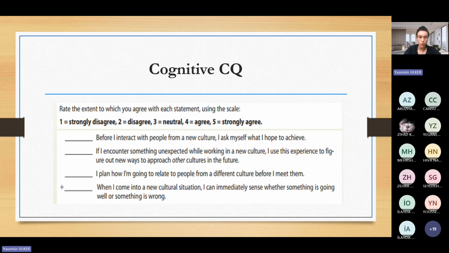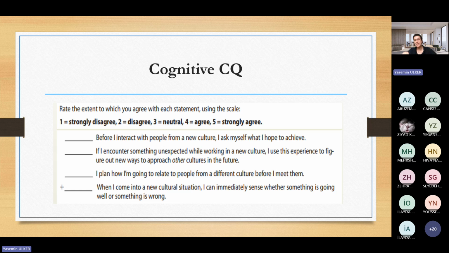So here you see 1, 2, 3, 4 items. For each of them, you're going to see 4 sentences. Please rate them, whether strongly disagree or strongly agree. Please write them down, accumulate it, get your cognitive CQ somewhere written.